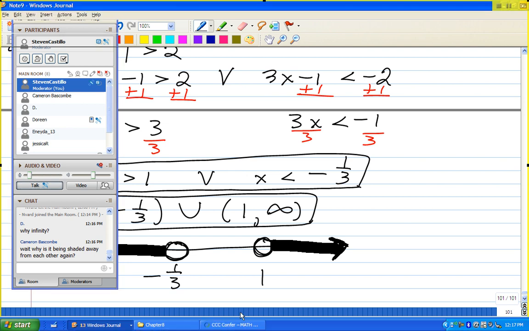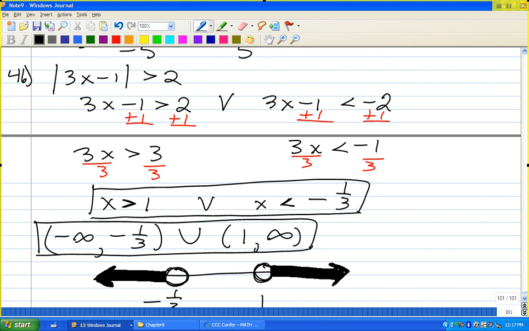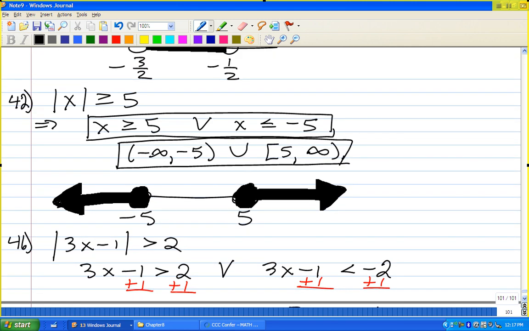Oh, well, look at the arrow. This arrow here is greater than 1. So notice this arrow points in this direction. Notice this arrow points in this other direction. Whereas before, notice this arrow here points in this direction from the 5, and this points in this direction from the negative.